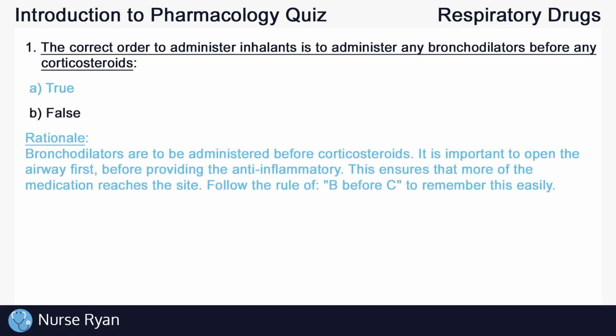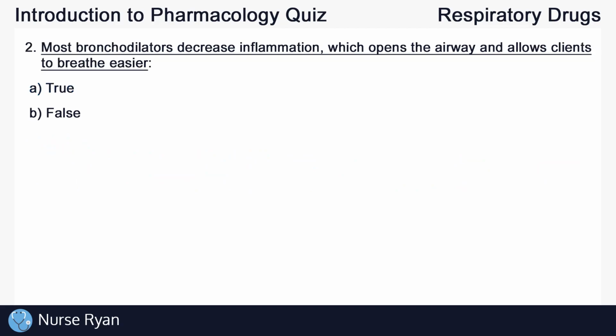So the answer here is A, true. Bronchodilators are to be administered before corticosteroids. It is important to dilate or open the airway first before providing the anti-inflammatory. This ensures that more of the medication reaches the site. Follow the rule of B before C to remember this easily. Bronchodilator before corticosteroid.